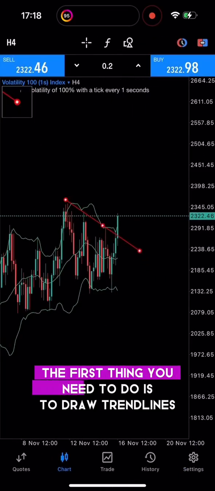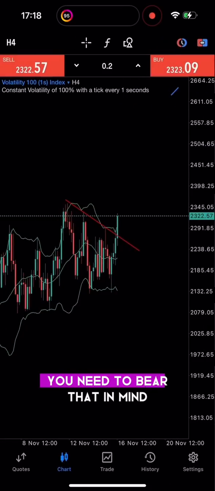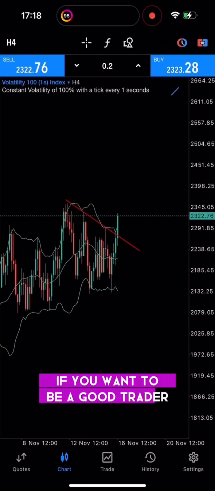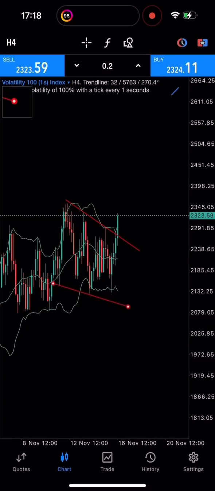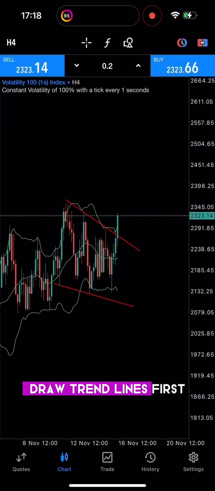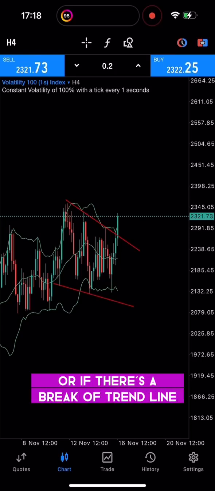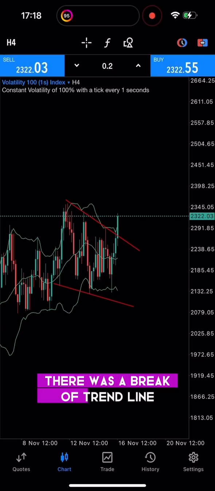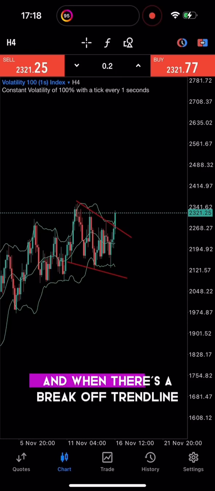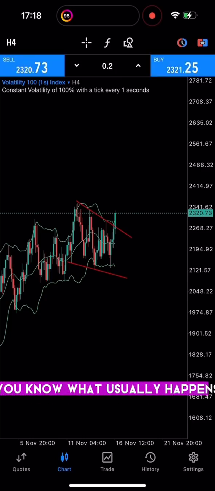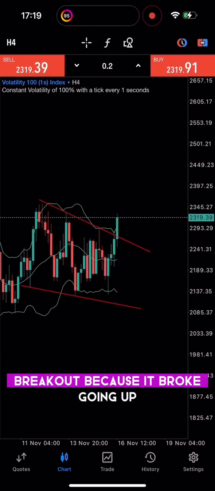The first thing you need to do is to draw trend lines. You need to bear that in mind. If you want to be a good trader, you need to first draw trend lines. Don't rely on the indicators. Draw trend lines first, then you identify the side of the market, and then you see if there's a break of structure or if there's a break of trend line. In this case, there was a break of trend line, and when there's a break of trend line, you know what usually happens. This was a bullish breakout because it broke going up.